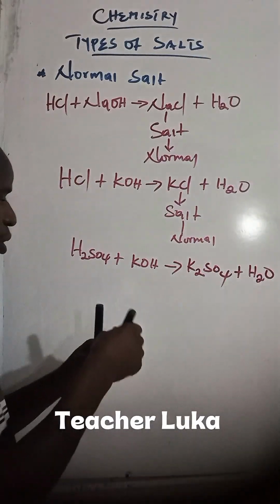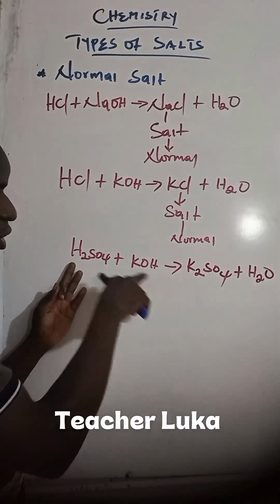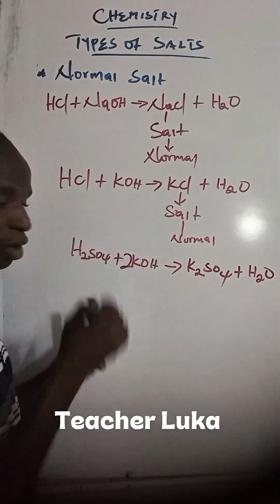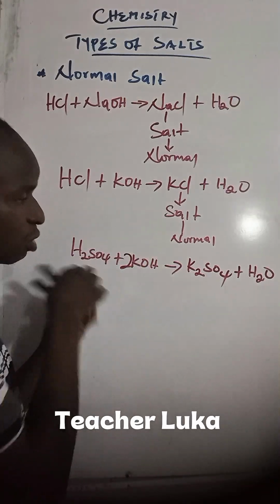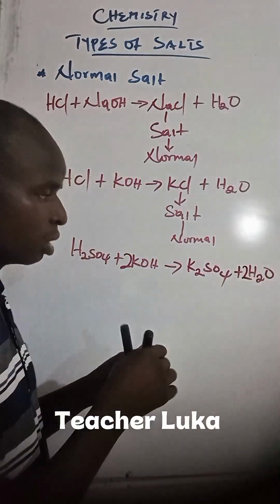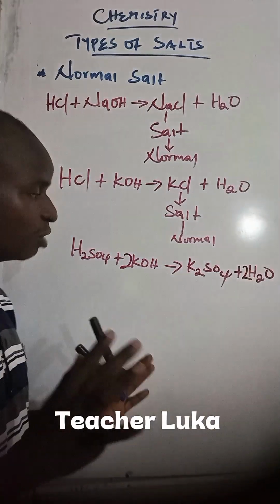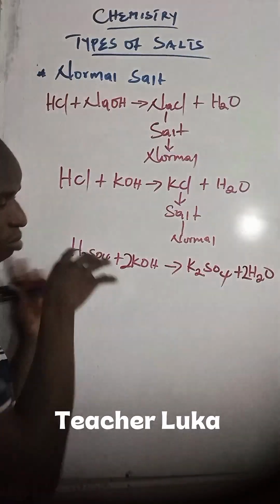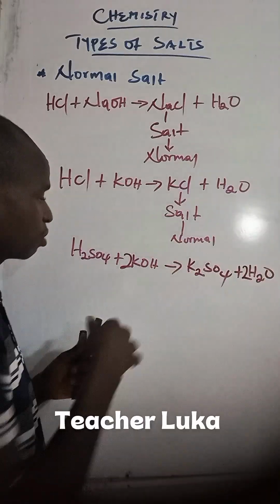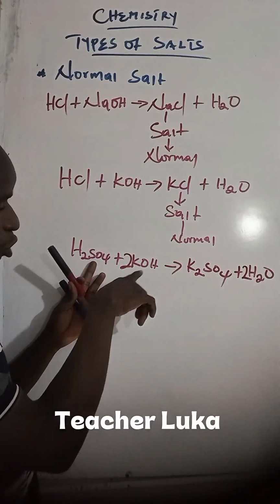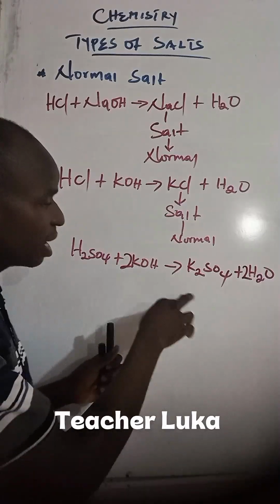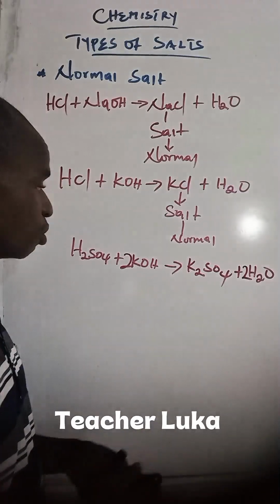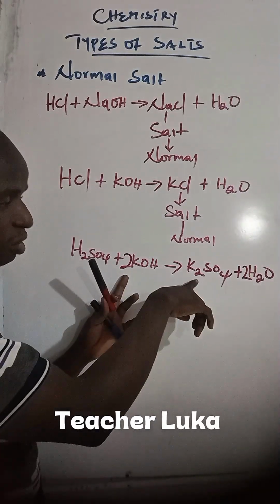So we need to balance this equation. We have three hydrogen atoms on the left, and on the right, we have two. So the first thing to do, we add a 2 here. Now we have four hydrogen atoms on the left. We add another 2 here, so we have four hydrogen atoms on the right. Hydrogen is balanced. Coming back, we continue. Sulfur, we have one sulfur atom on the left, one sulfur on the right. Sulfur is balanced. We have 4 plus 2 oxygens, making 6 oxygen atoms. Oxygen is also balanced. We have 2 potassiums and 2 potassiums.